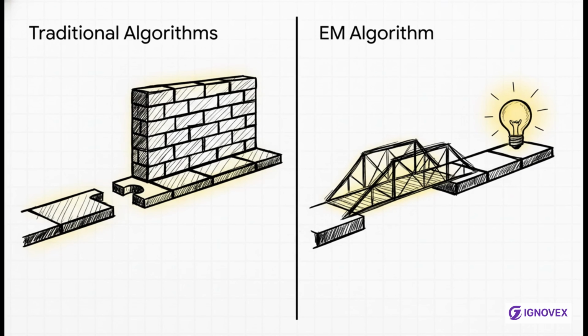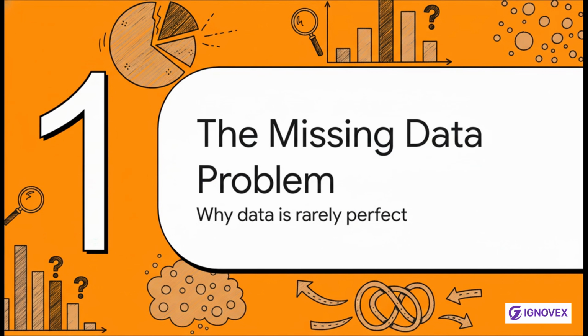For most methods, that's game over. The code breaks, the analysis fails, it's a dead end. But the EM algorithm, it's different. It looks at that missing information and doesn't see a problem. It sees an opportunity. It actually thrives on this challenge. So to really appreciate just how cool this is, we first have to get on the same page about the fundamental challenge it was designed to solve. And that is the missing data problem.